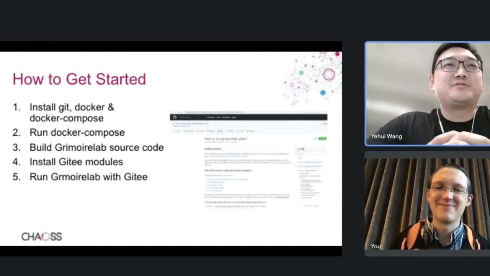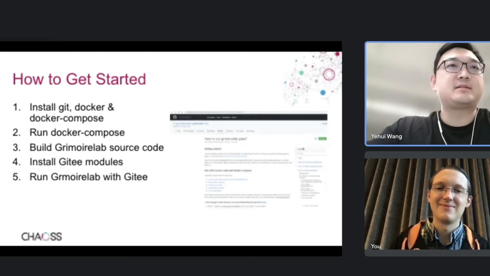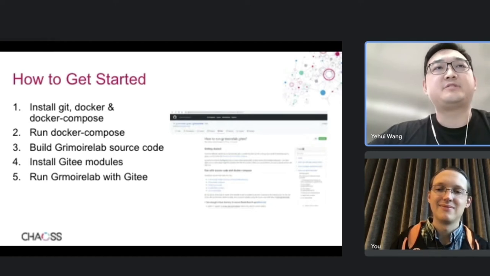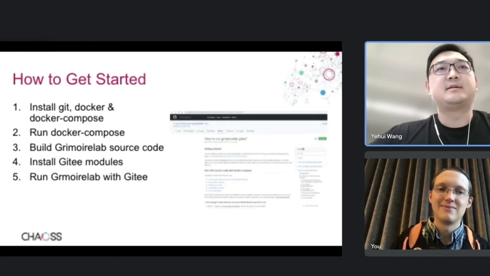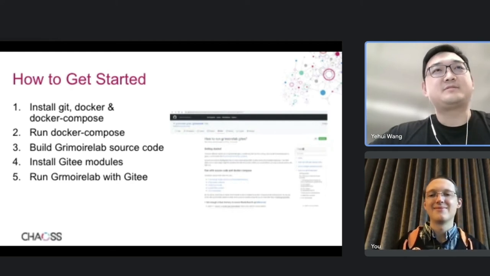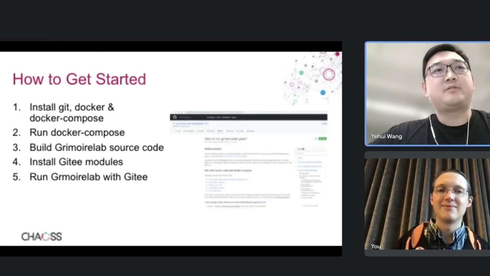First, we have to set up our development environment, like Git, Docker, and Docker Compose, and run the Docker Compose, which we have put ready for you. It sets up the database. Then you can build the GrimoireLab source code, and it's really friendly for developers. Meanwhile, you can also add more features this way. So you can install the Gitee modules.